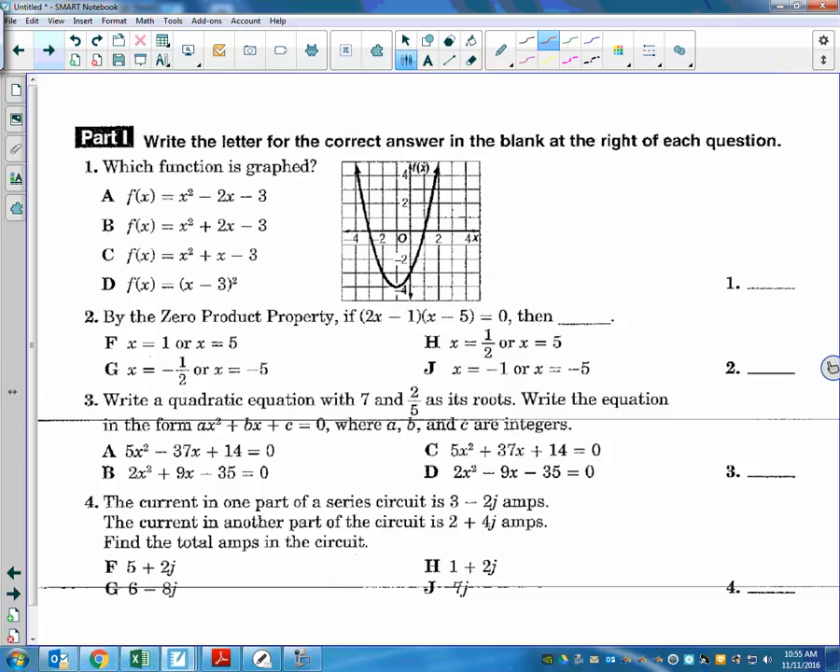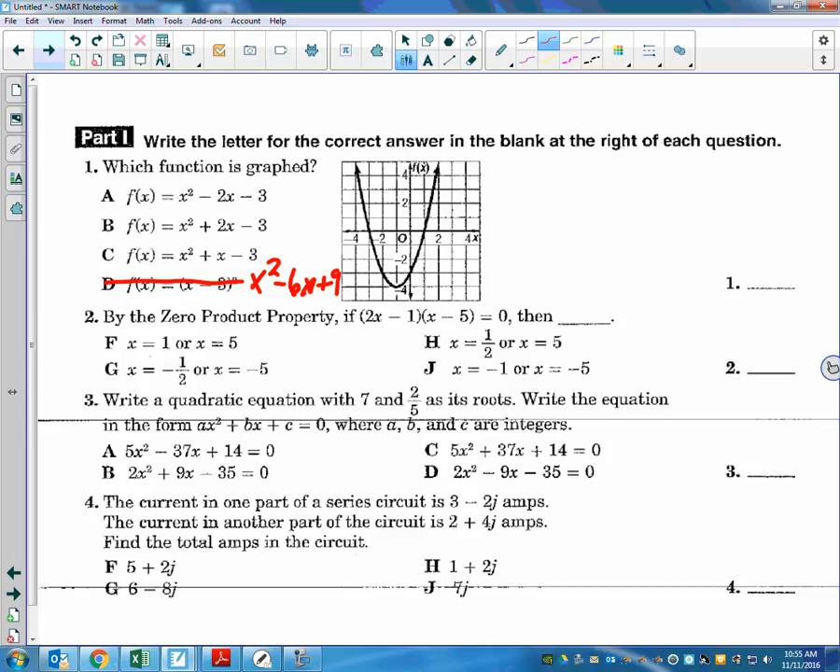Number 1 here, you should be able to cross out some answers as you do this. Like for me, I would cross out D right away, because when you FOIL this out, it would be x squared minus 6x plus 9. I can see that does not have a y-intercept of 9, so I know that D is not the answer.